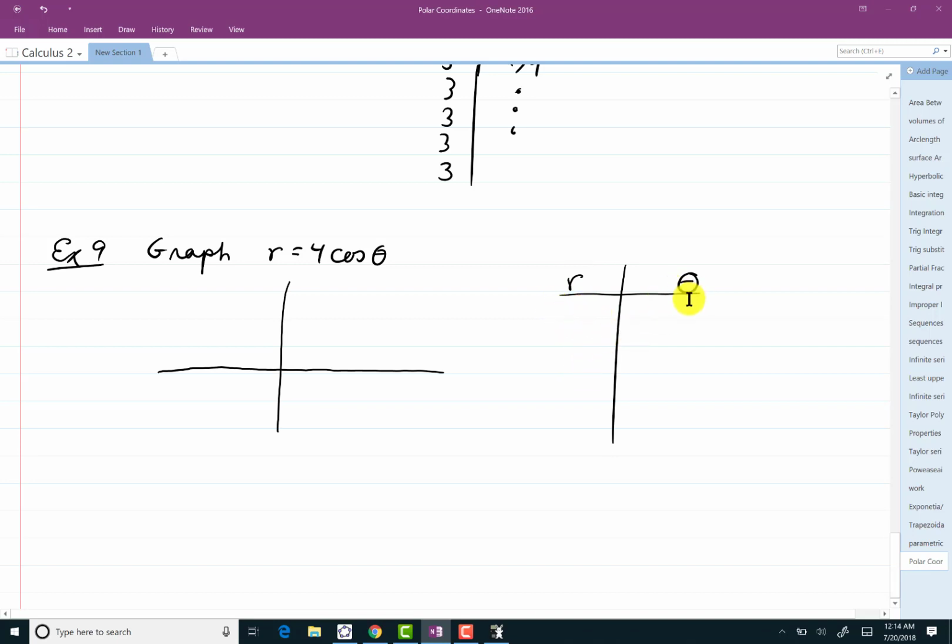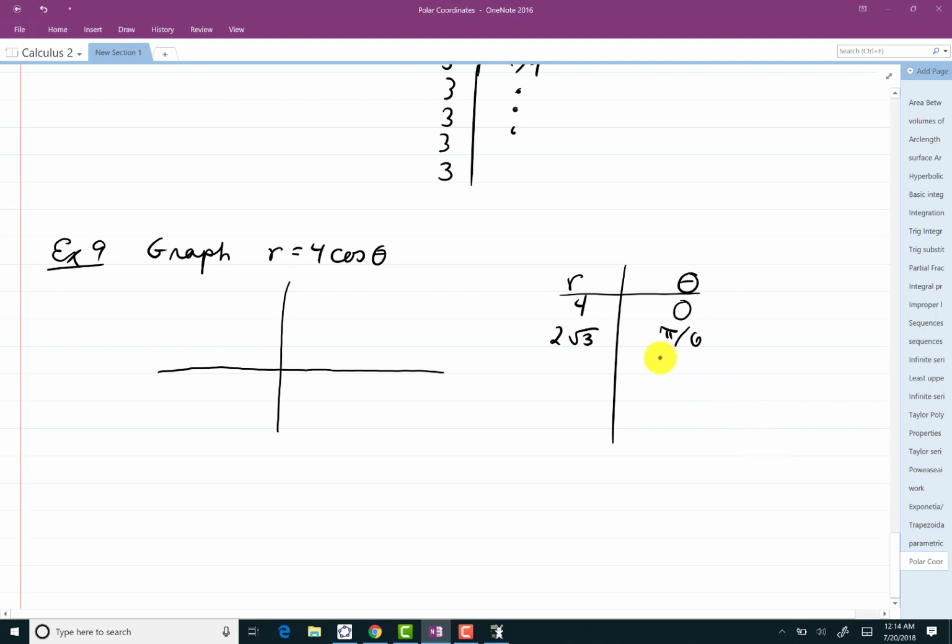So let's go ahead and throw in different values for theta and see what we get for r. When I start with theta equals 0, 4 times cosine of 0 is 4. And then I'm going to do a bunch of angles and then get the r values, and then I'm going to plot them. I'm just going to use the angles that we're supposed to know. So when theta equals pi over 6, cosine of pi over 6 is radical 3 over 2. So this is 2 radical 3 for the r value.